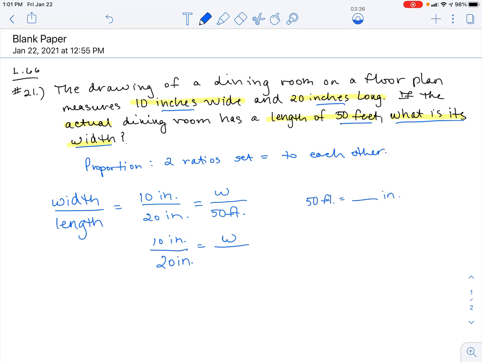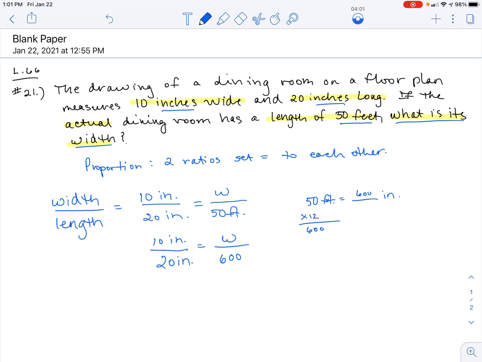So how many inches is 50 feet? Well, how many inches are in a foot? We established that today. There are 12. So if you multiply 50 times 12, 12 times 5 is 60, so that would be 600. I'll put that over here. If you're writing this in your notes, you'll know how we're getting through this.